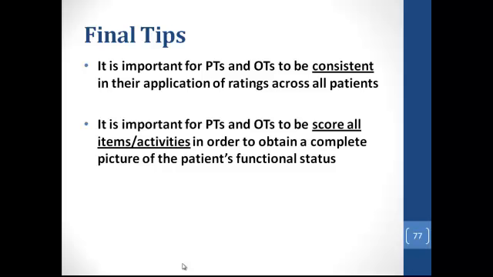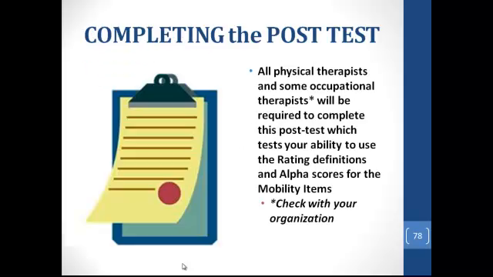Because these functional measures are not being looked at as individual items. The care item scores add up to a composite score of the patient's overall function. So if items are left not scored, then the patient's overall level of function in self-care and mobility will be lower than they should be. Now it's time to take the test.